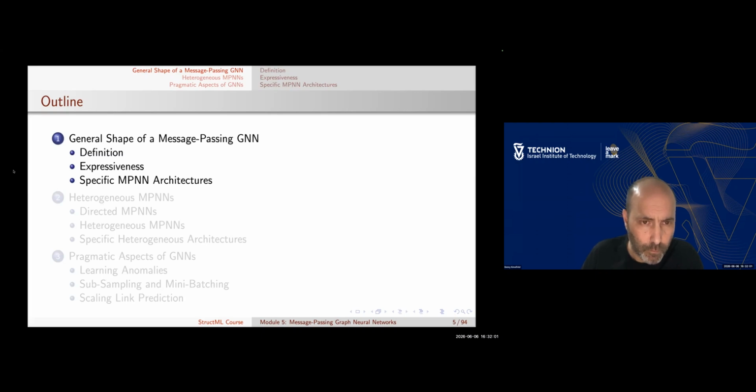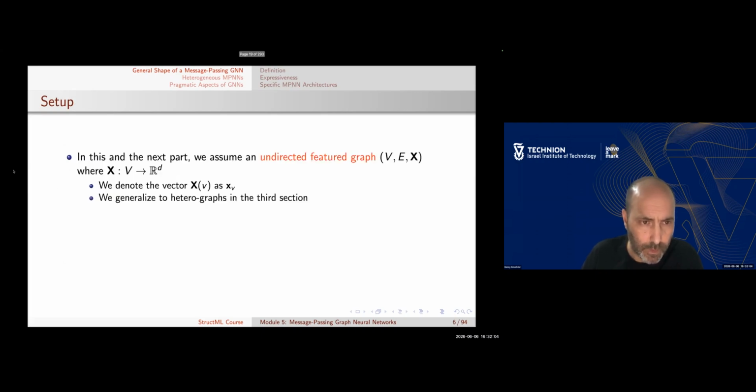So let us start with general MPNNs. In this specific part, we look at undirected, unlabeled featured graphs. You have a set of nodes V, a set E of edges, and the embeddings mapping every node to a vector of dimension D, and we denote it by small x of V, the embedding of V. Again, we'll generalize to heterographs in the next part.